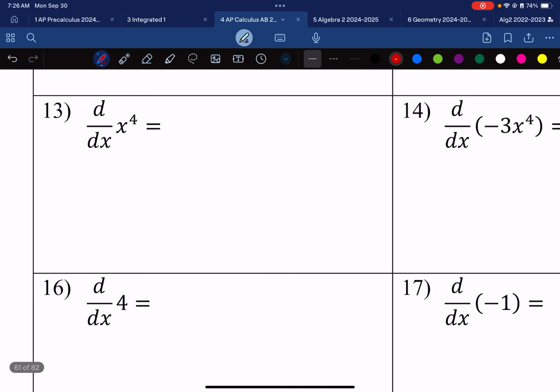All right, moving on to number 13. All right, we have a power of 4 this time. Power of 4 comes down in front, so I have a 4x to the power of. It goes down from 4 to 3, and done.